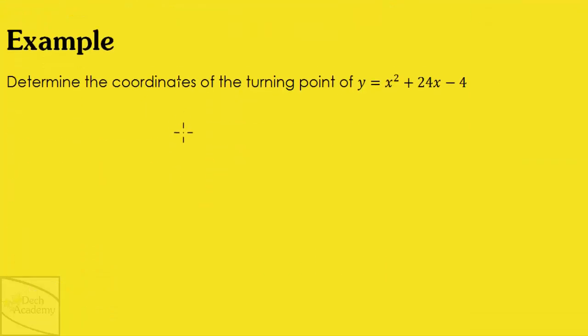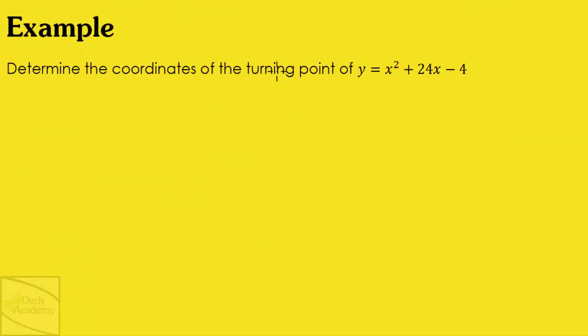So here's an example. Here's an example question, and it says determine the coordinates of the turning point of the quadratic equation y equals x squared plus 24x minus 4. This is a quadratic equation. It's of the form y equals ax squared plus bx plus c, because this minus 4 is the same thing as plus minus 4. So c is minus 4.